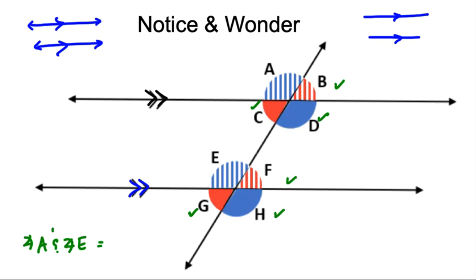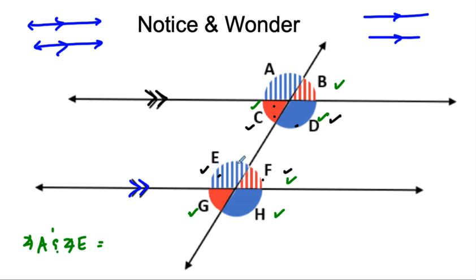Now, you might also say, well, wait a second, Coach Fred. It seems like alternate interior angles are also congruent. And that's also another relationship I'm going to be going into in a second. Yes, C and F are congruent, and D and E are congruent.